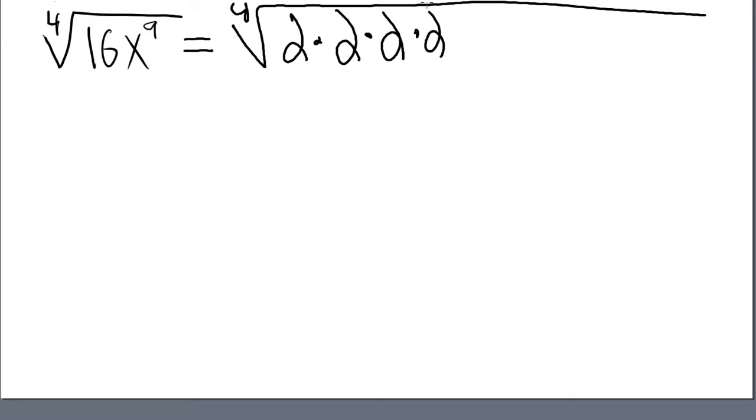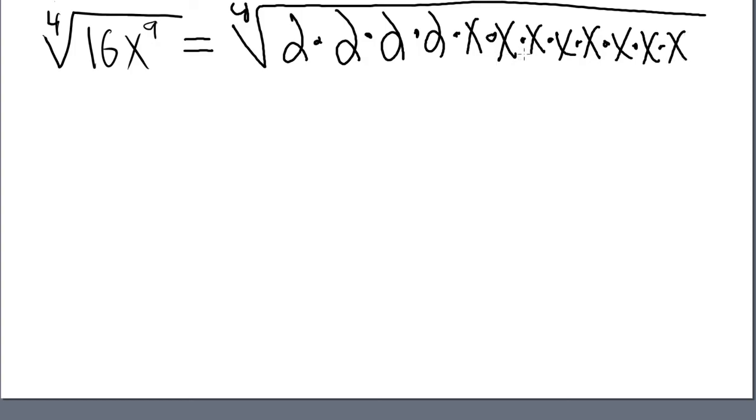Now we also have x to the 9. So we're going to break down the x to the 9. So we have times x times x times x, and so on until you get about 9 x's. Let's see, how much is that? 1, 2, 3, 4, 5, 6, 7, 8, 9.